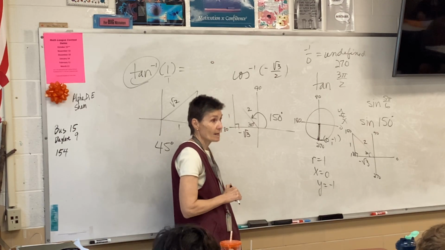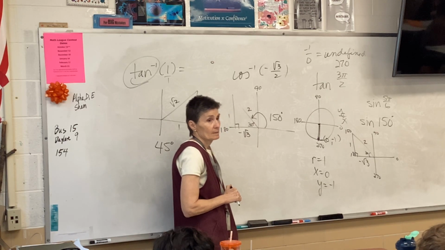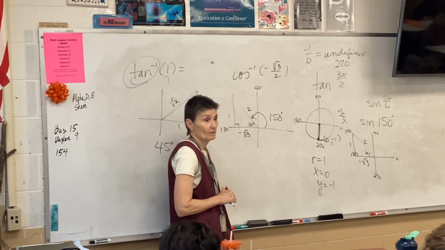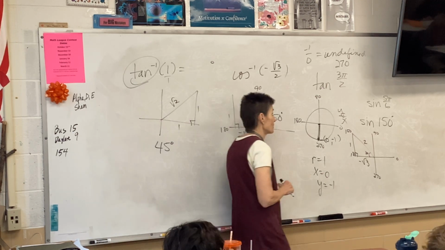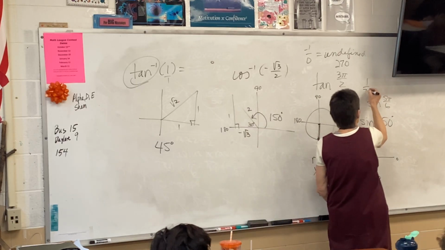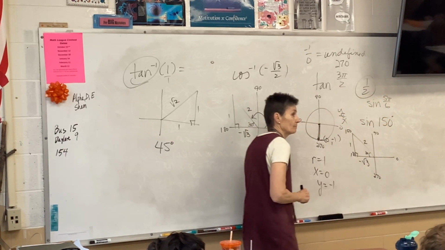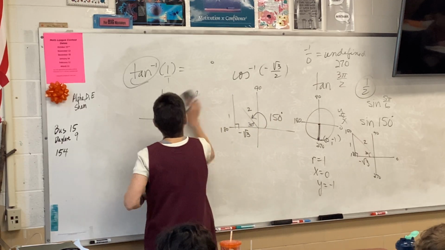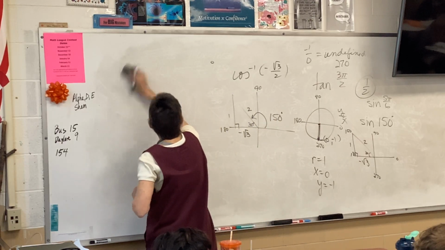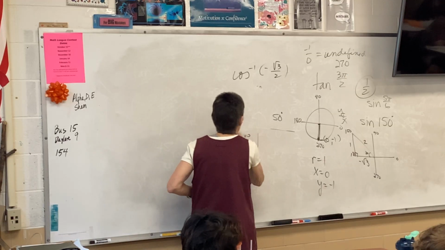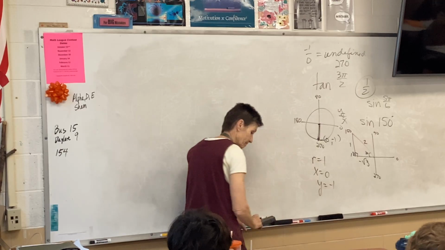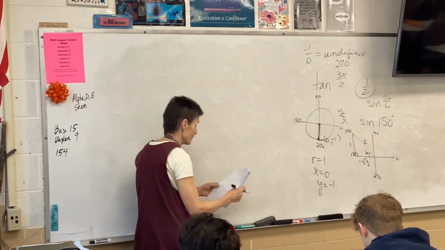You want sine. Sine is opposite over hypotenuse, so the answer to that problem is just 1/2. Alright, a couple more of those.